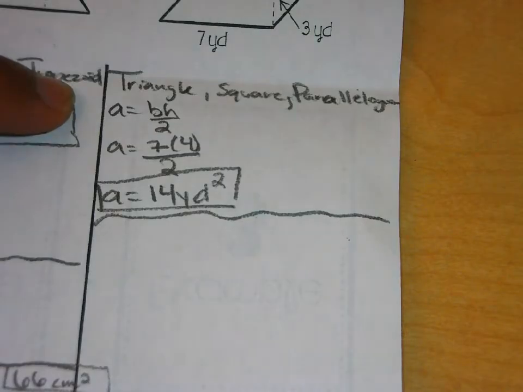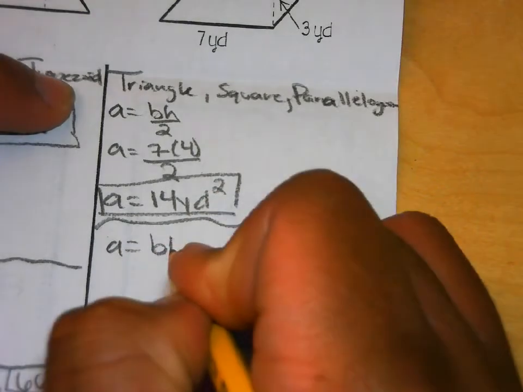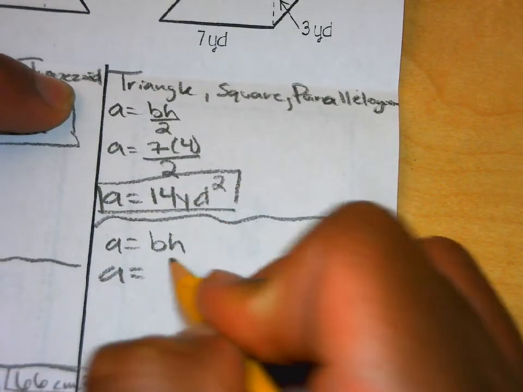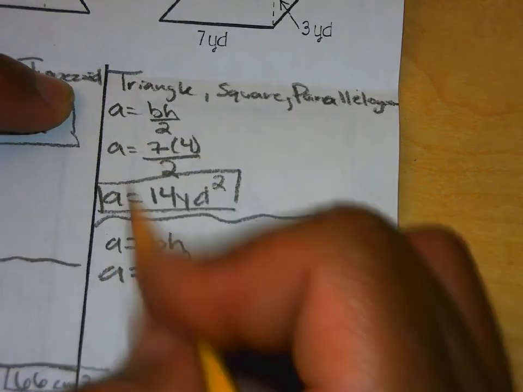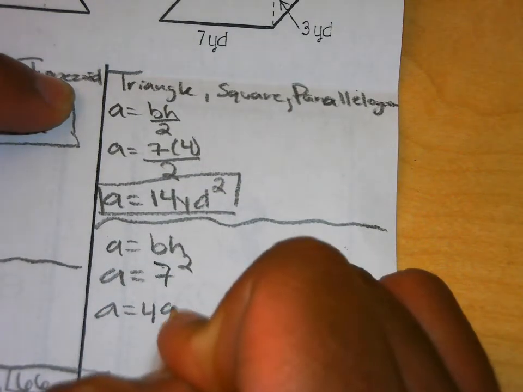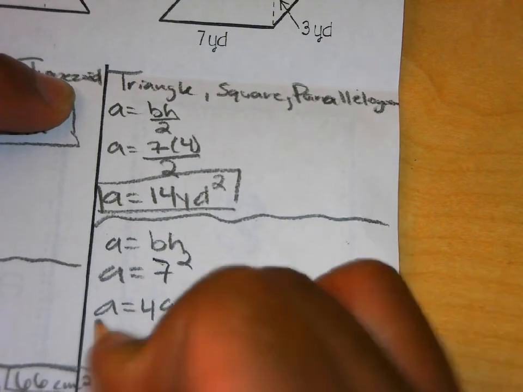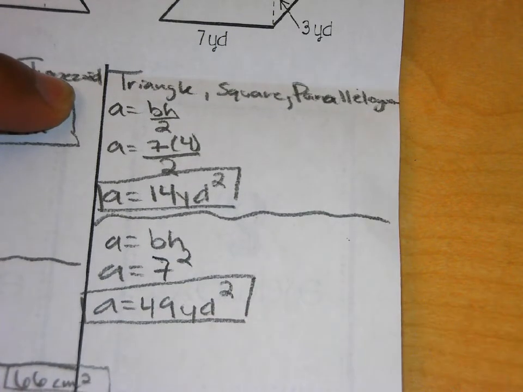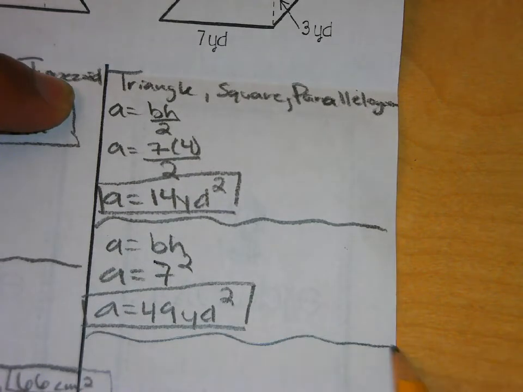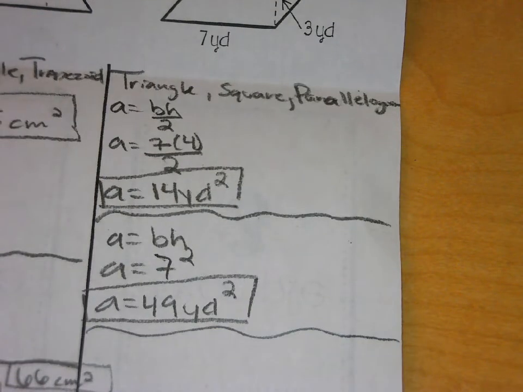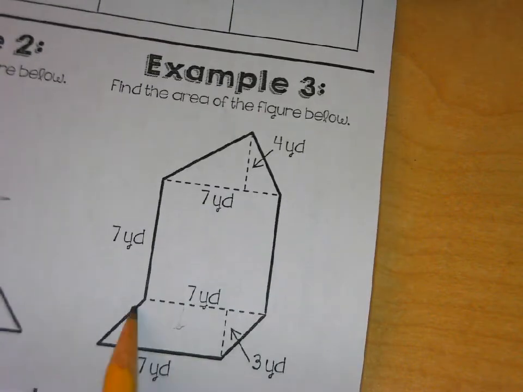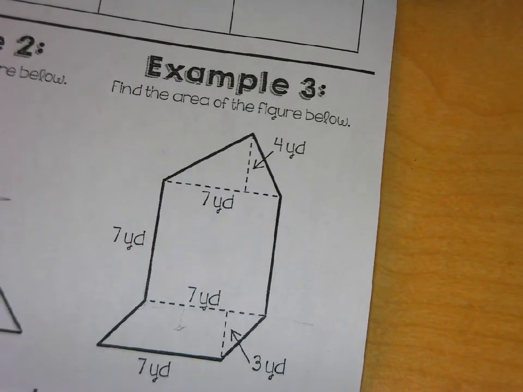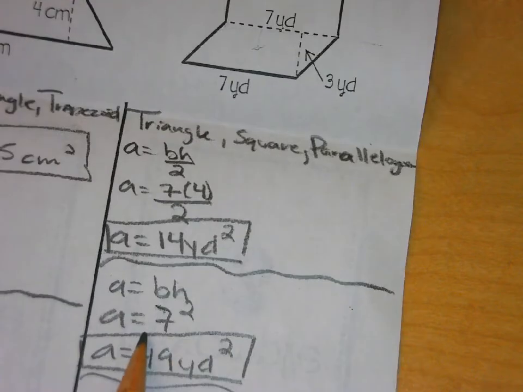Next up is the square. Square is always base times height. So this side is 7, so it's 7 squared. What's 7 squared? So area equals 49 yards squared. Do you guys understand why I put 7 squared? Because 7 times 7 is 7 squared. That's where the squared thing comes from. Because if you have a square here, this side is 7 and that side is 7. So it's 7 times 7. So 7 squared. That's why that's there.